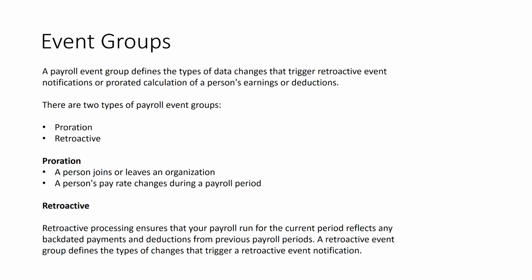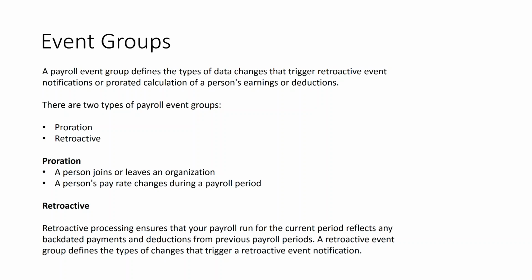So both the retro and proration work with the concept of the event triggers. The only difference is that proration can happen in the past as well as in the current month, but retro happens only in the past. So retro takes care of the past month's processes only.